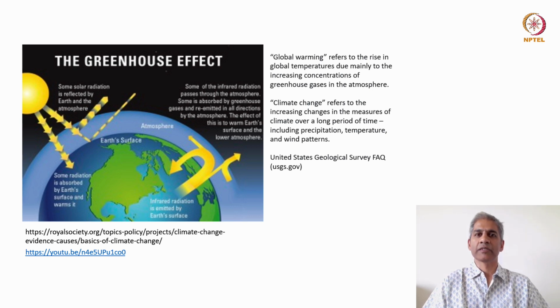Climate change is more of an umbrella term, and it refers to the increasing changes that we are now observing to climate or to measures of climate over a longer period of time. And these measures are things like increased rainfall or changes to temperature and wind patterns. But because the Earth's temperature tends to be a central determinant of its climate, we talk about climate change and global warming interchangeably.